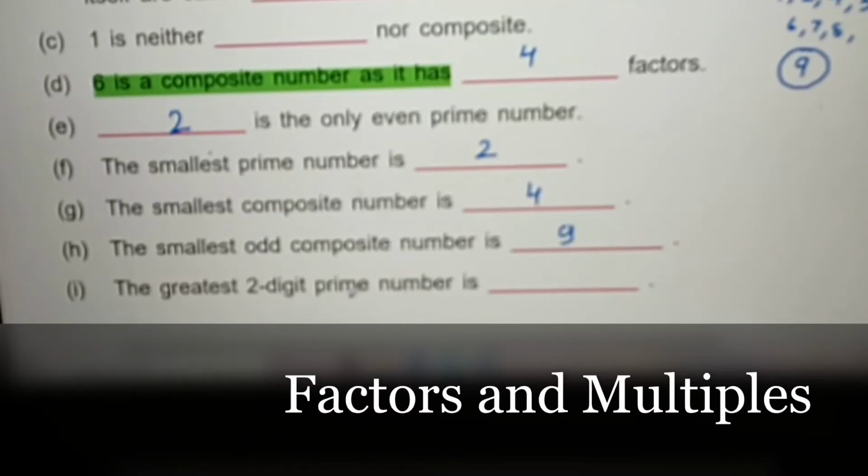And the greatest two-digit number which is prime: we have to find the greatest two-digit prime number. So first, 99 is the greatest two-digit number, which is not a prime. After 99 we have 98, which is not a prime. Now check 97. Can we divide 97 by any number? Is it divisible by 7? Is it divisible by 5?